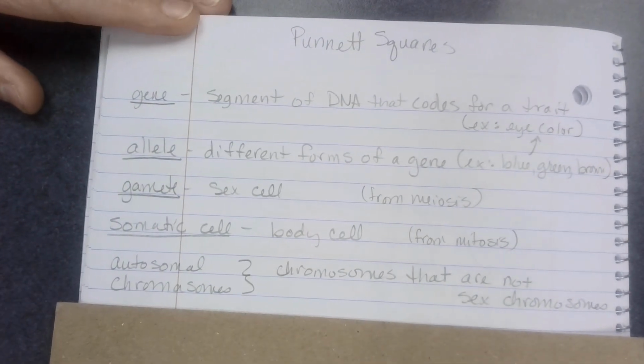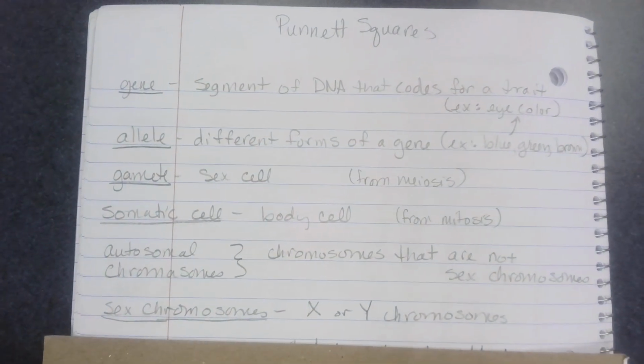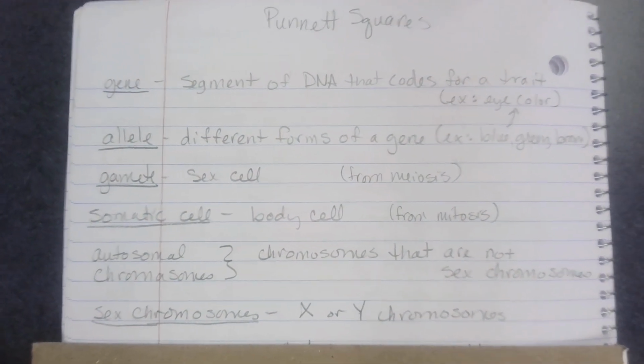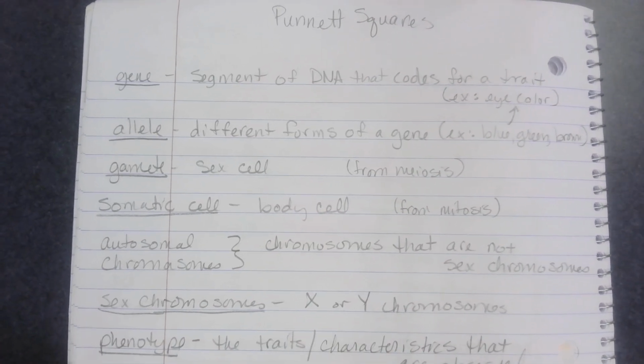Autosomal chromosomes are chromosomes that are not the sex chromosomes. So they are every chromosome except for our X and Y chromosome. Sex chromosomes are the X or Y chromosomes. Females have XX, males have XY. Those are our sex chromosomes, X or Y.